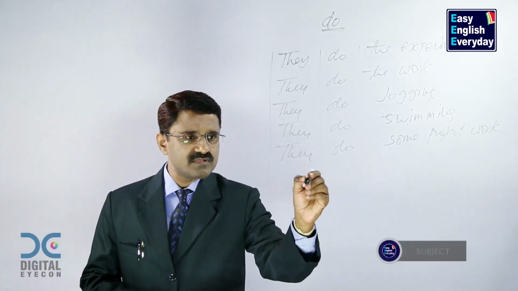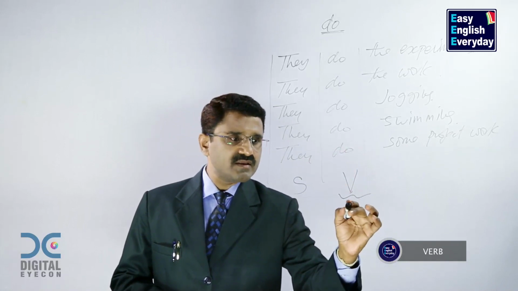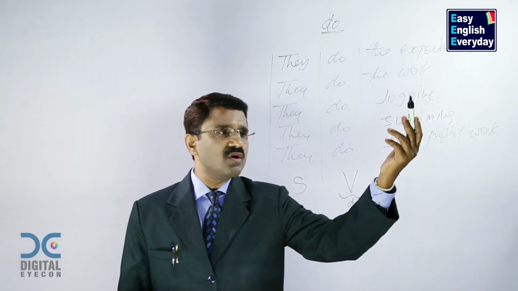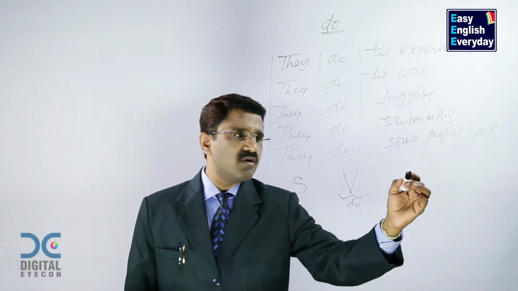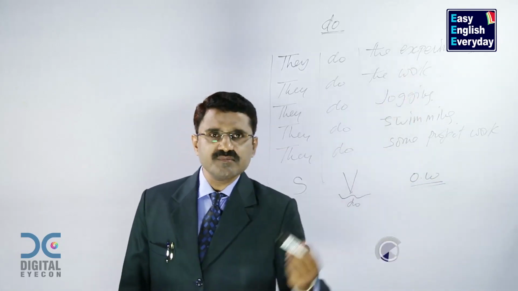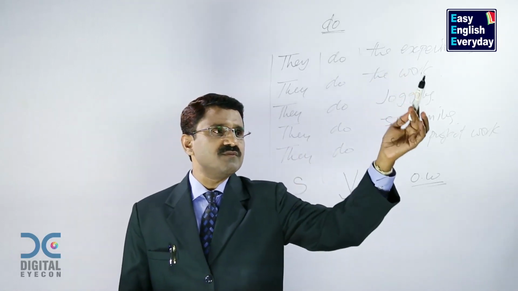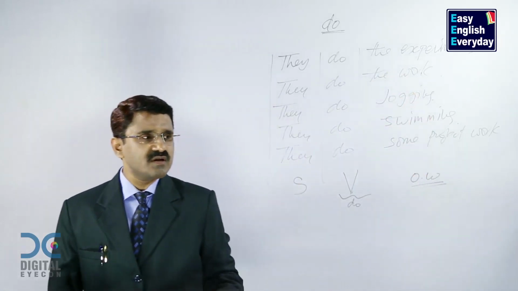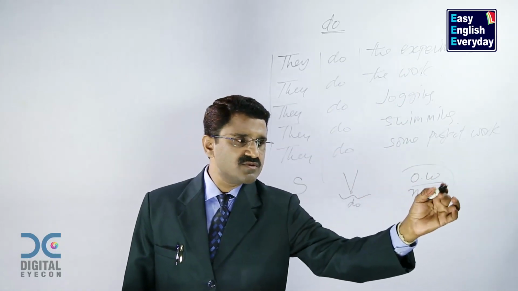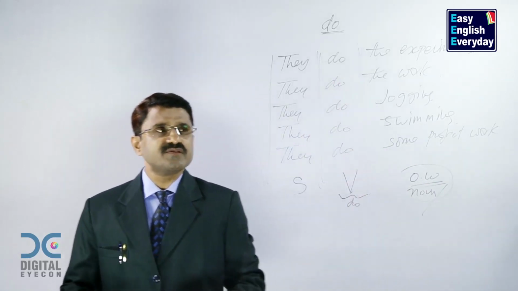Now, we have made these sentences with do. This is called subject. This is called verb. Here we are taking the help of do. Experiment, work, jogging, swimming, project work, all these things come under other words. Grammar calls jogging and swimming gerunds, and experiment, work, project work are called nouns. So in the sense of other words, you can use nouns or gerunds. This is one way of making sentences.